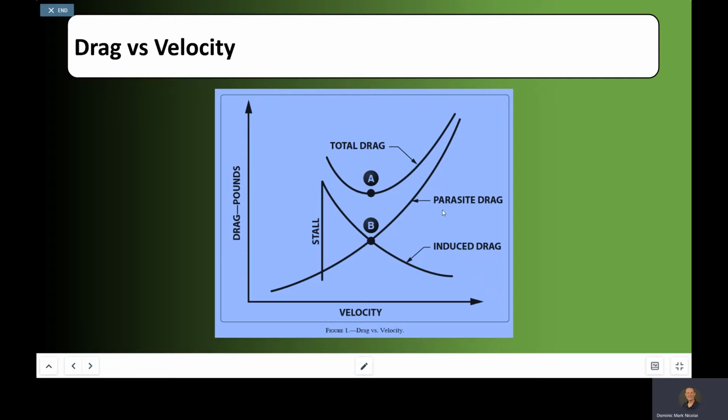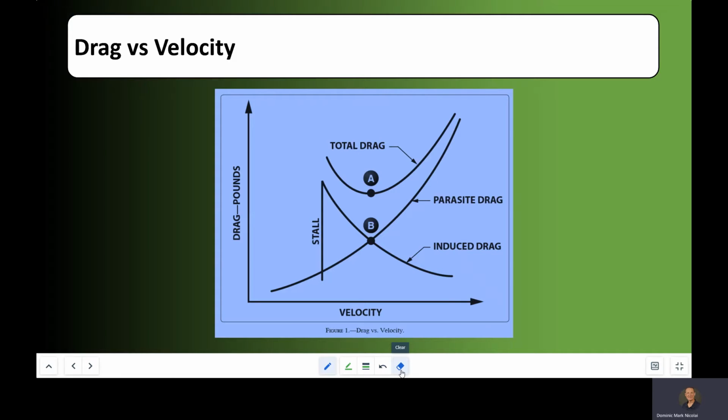We're looking at parasite drag, which is a result from the form of the aircraft, form drag, the shape of the aircraft, interference drag, and just the fact that air is going over the skin of the aircraft, so skin friction drag. And obviously, the faster you go, the more velocity, the more drag you get from parasite drag.